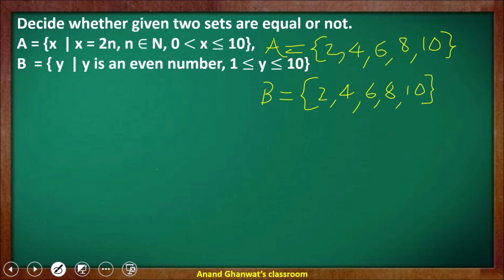Now observe set A and set B. Each element in set A is present in set B and each element of set B is present in set A. Therefore we can say that A is equal to B.